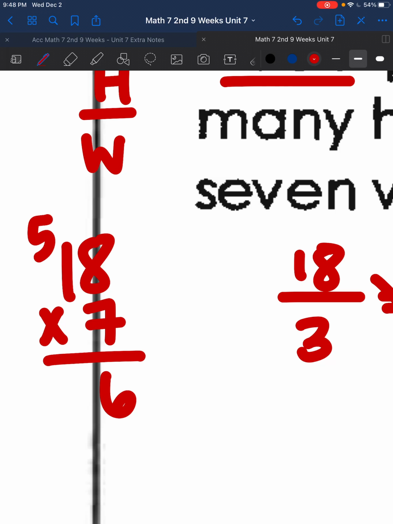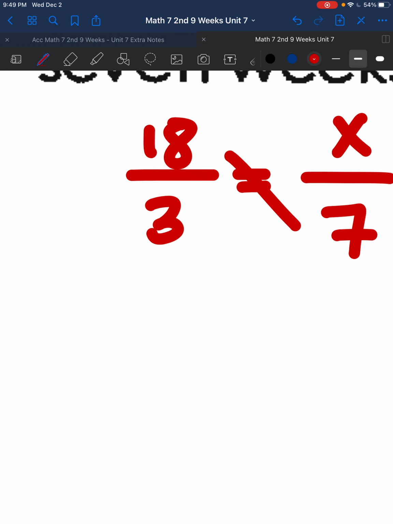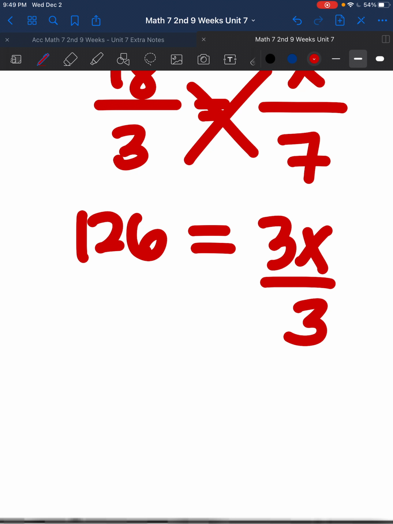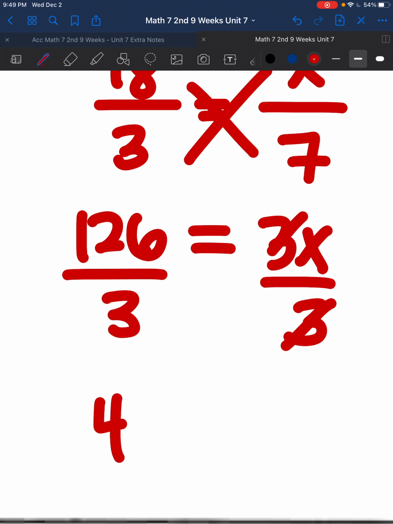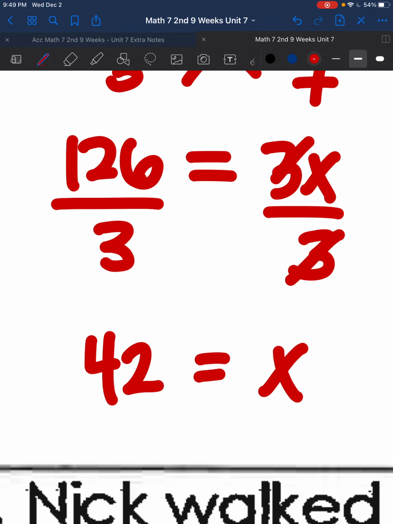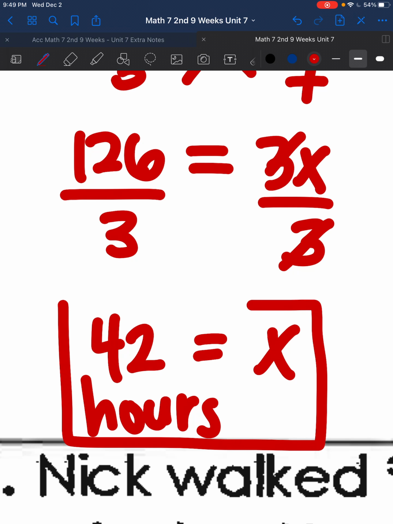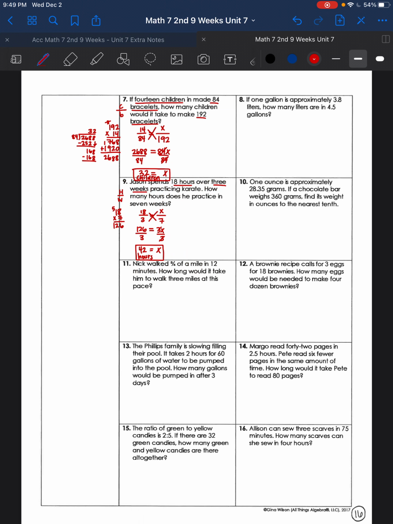So I'm going to cross multiply. 18 times 7. Well, 18 times 7. 7 times 8 is 56. 7 times 1 is 7. Plus 5 is 12. So 126 equals 3 times x, which is 3x. To get that x by itself, let's divide by 3 on both sides. And 3 goes into 12 4 times. And 3 goes into 6 2 times. So 42 equals x. Well, 42 what? 42 hours.